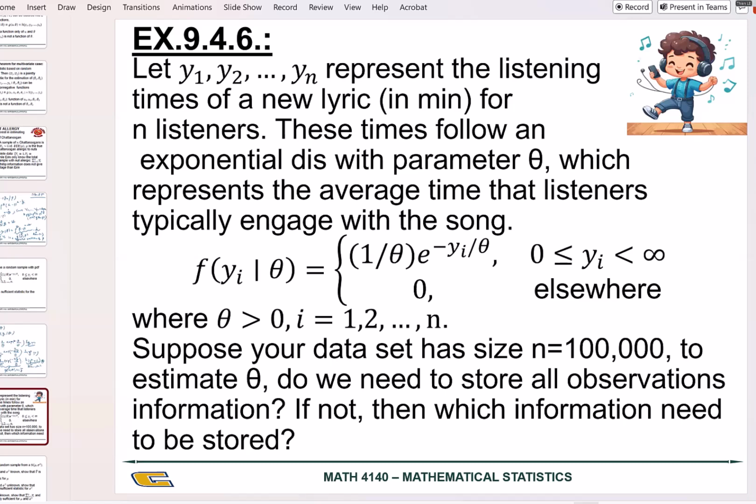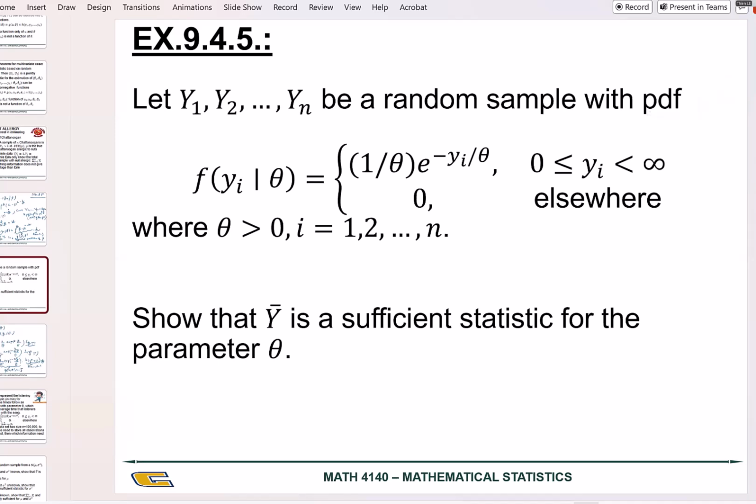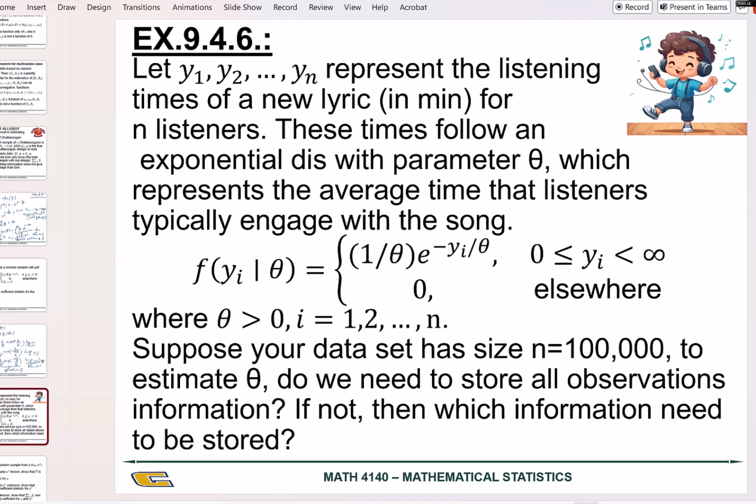So again, you can see from the example that y bar is a sufficient statistic for the model parameter theta, which we already know. So with this given task, with a data set of 100,000, instead of looking at all of them, you just keep the mean. It should be enough.